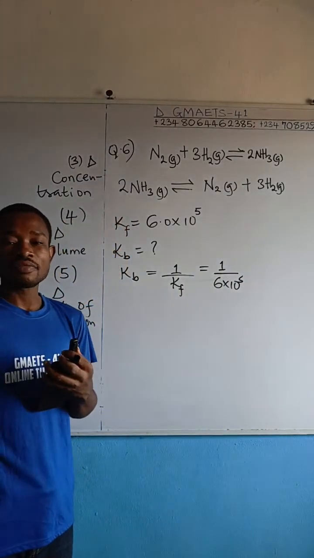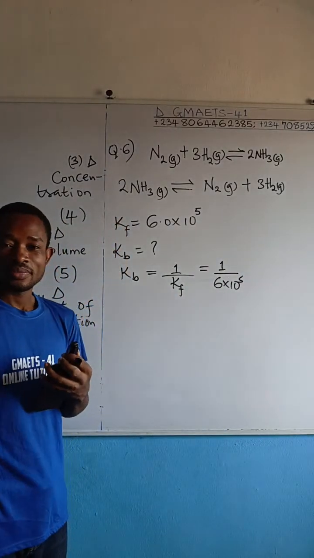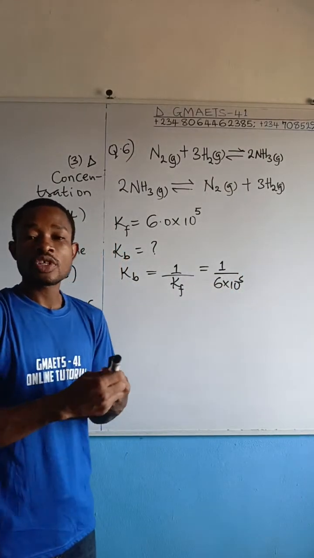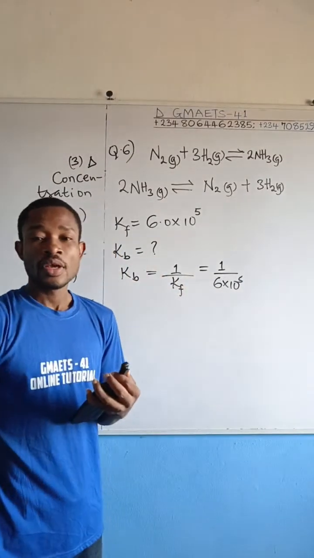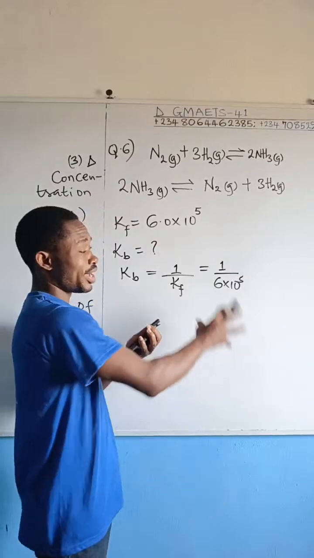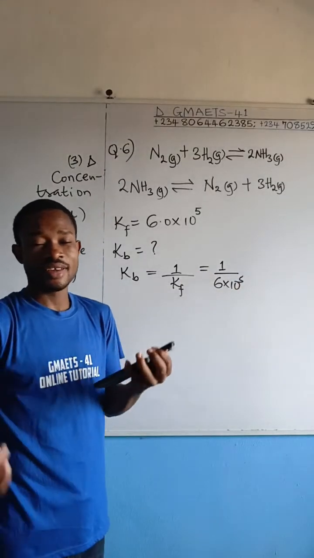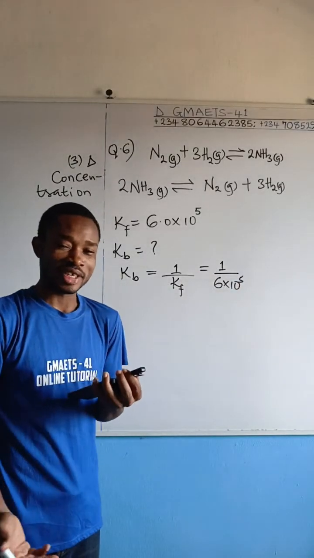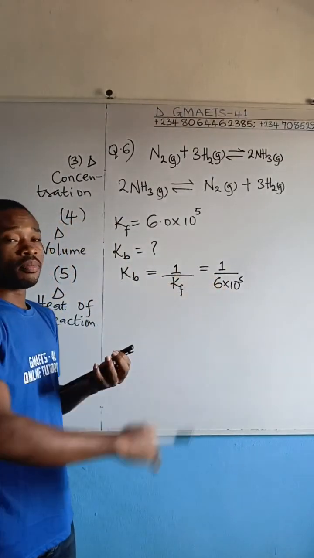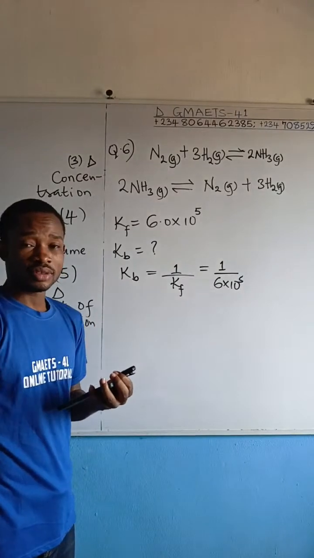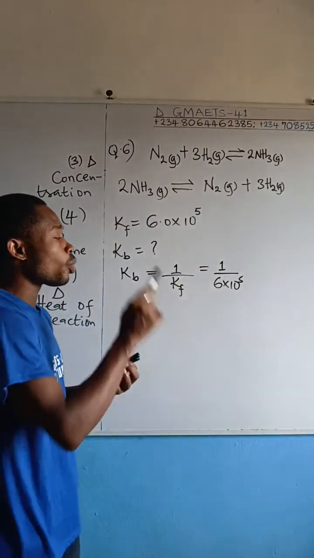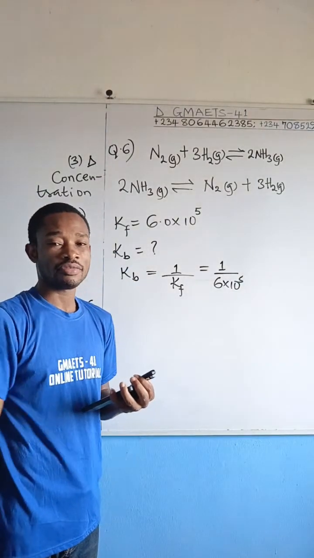Now, how can I solve this without a calculator? Of course, you have to take this 10 raised to power 5 up. If 10 raised to power 5 is going up, it is going to become 10 raised to power minus 5. You're meant to get a decimal number, as you can see from the options we're given. So if the 10 raised to power 5 goes up, we are going to have on top 1 times 10 raised to power minus 5.